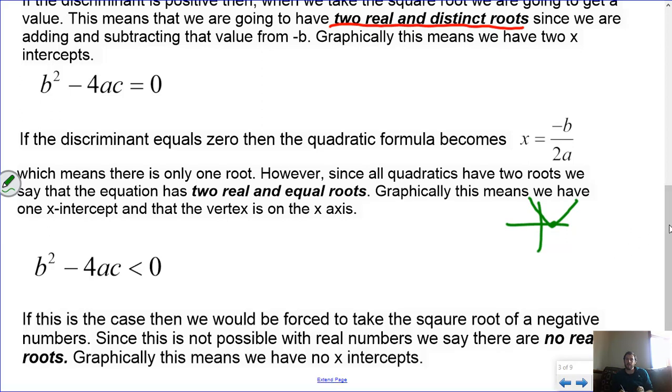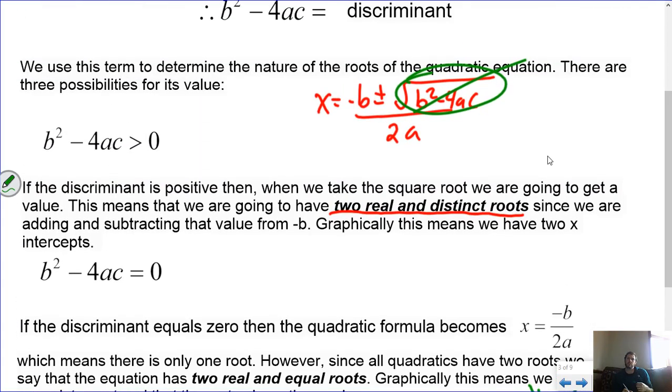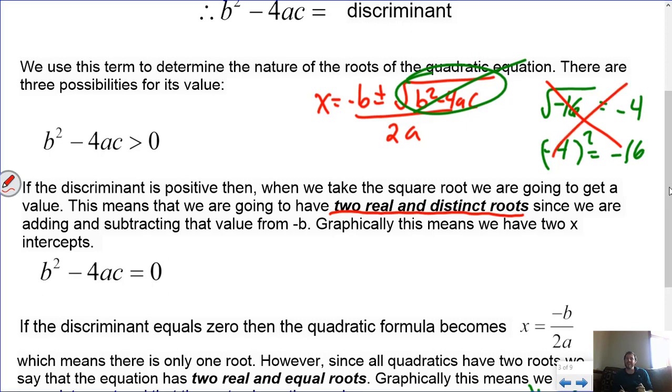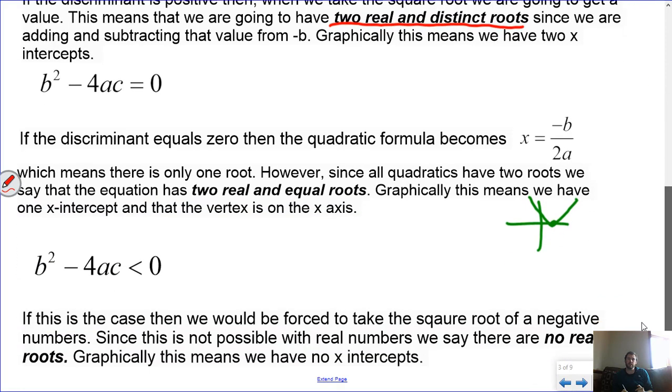And then finally, when my discriminant is negative, when it's less than 0, well, what happens when we try to take the square root of a negative number? So for example, if I want to take the square root of negative 16, right, really quickly, you might say that that's equal to negative 4. But if I go backwards, if I take negative 4 and I square it, does that get me back to negative 16? And the answer is no. Negative 4 squared is equal to positive 16. So we can't take the square root of a negative number.